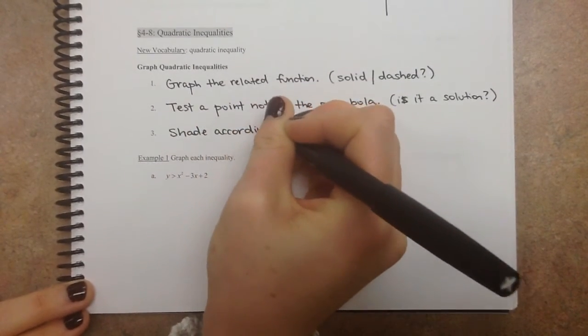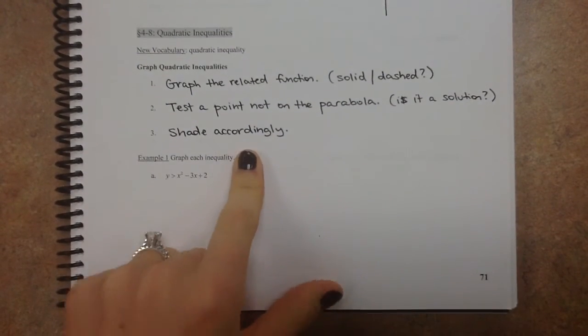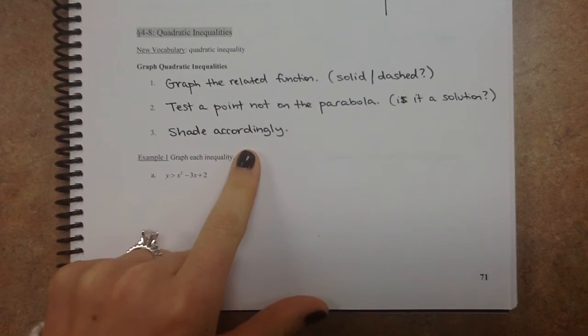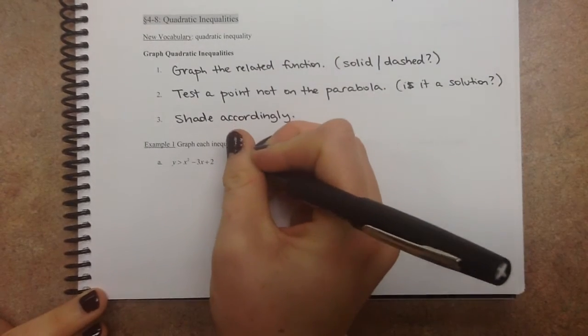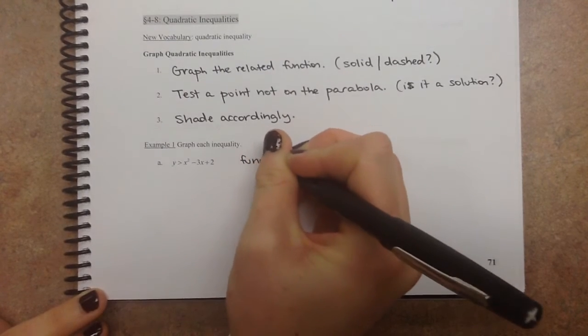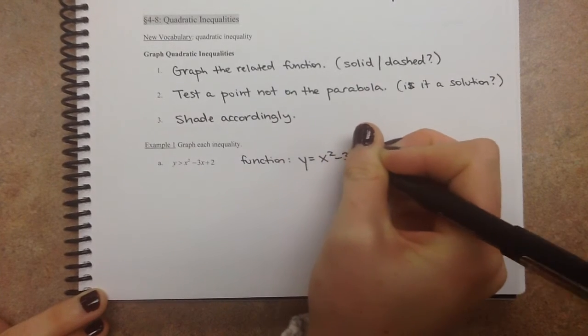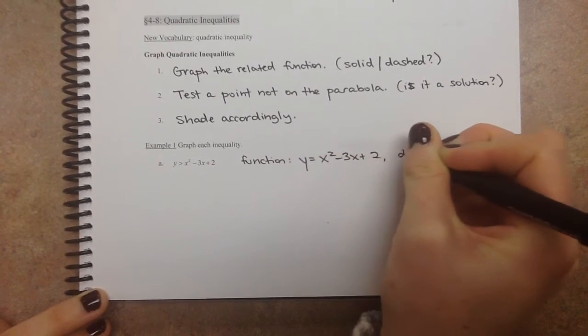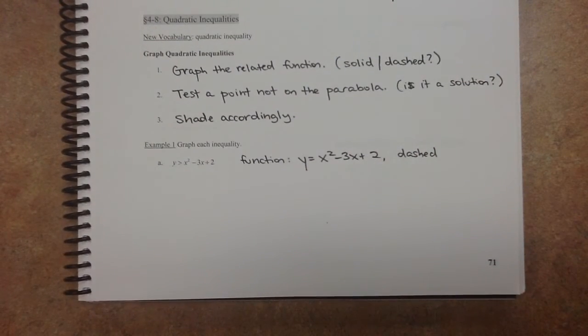So depending on the result you got from step 2, so say you tested 0, 0 and it was a solution, that means you shade the region that contains 0, 0. If it wasn't a solution, you shade away from the 0, 0. And so we'll get to see an example right here. So graphing each inequality, a related function is y equals. Okay, so the function we're going to graph is y equals x squared minus 3x plus 2, and we are going to graph it as a dashed line, and that is because we just have the greater than, we don't have a greater than or equal to.